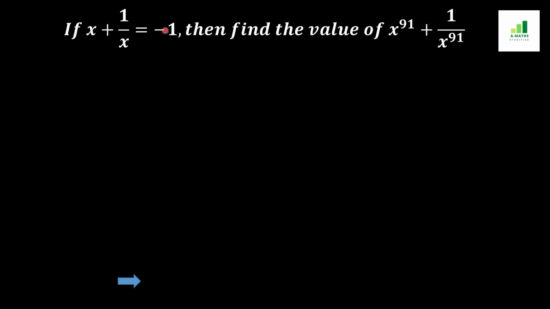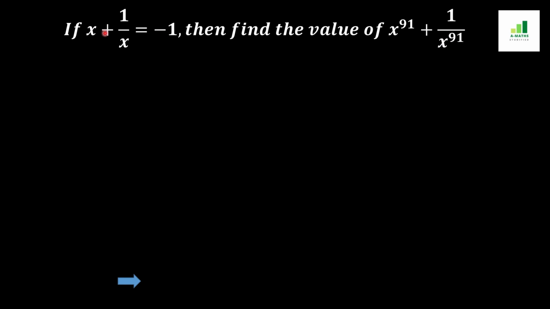Today in this video we are going to solve a question. The question is: if x plus 1 over x is equal to minus 1, then find the value of x to power 91 plus 1 over x to power 91. So here our target is to find the value of x to power 91 plus 1 over x to power 91. In order to solve this question, first we simplify this condition.